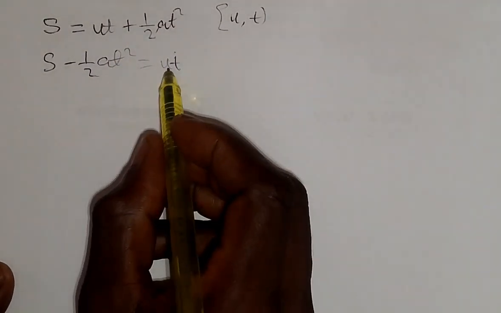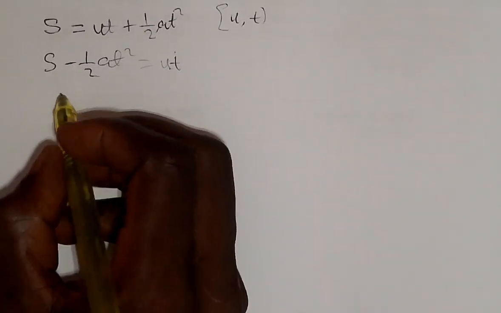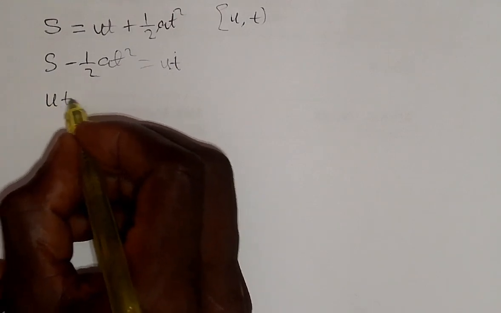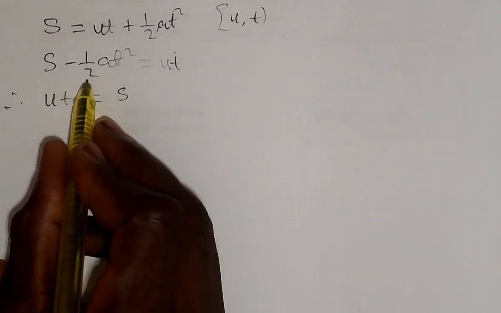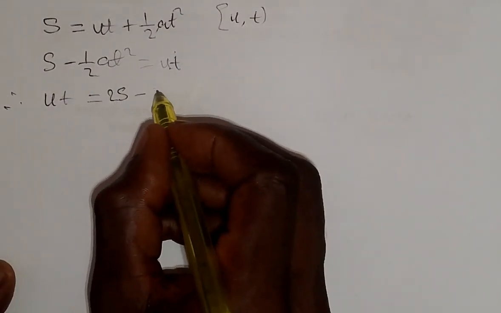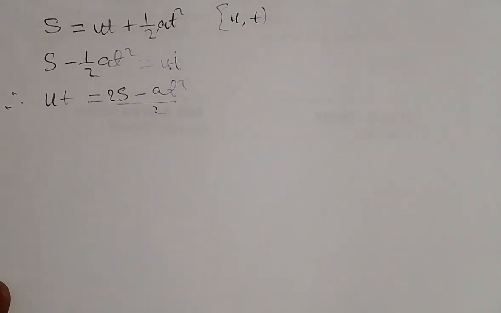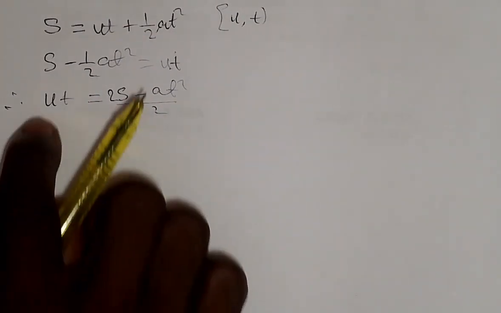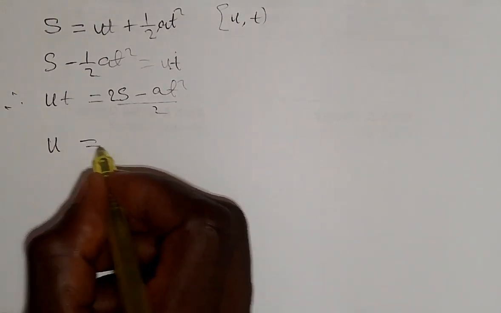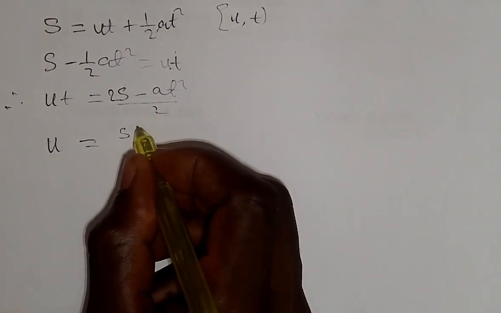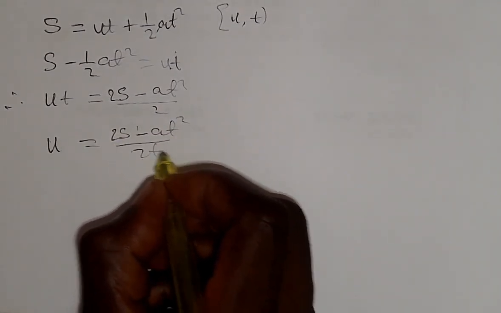So by implication, we divide both sides by t. If we are dividing both sides by t, then we'll have ut equals s minus at squared, all over 2. So to make u the subject of formula here, we divide both sides by t, so that we'll have u equals 2s minus at squared, all over 2t.